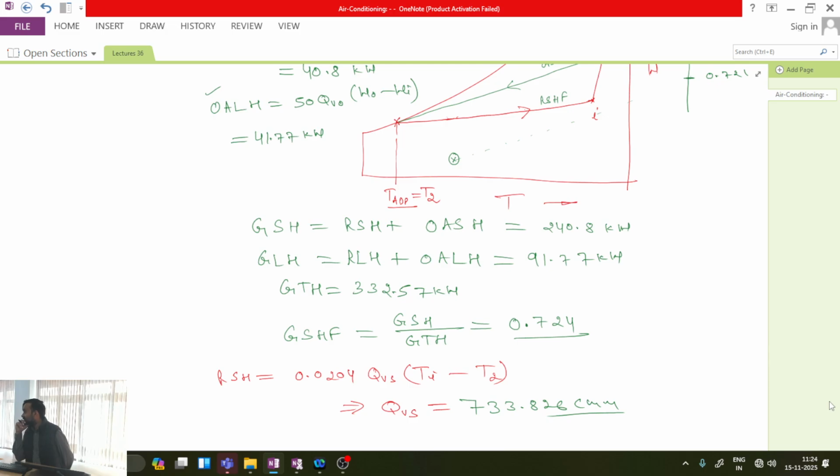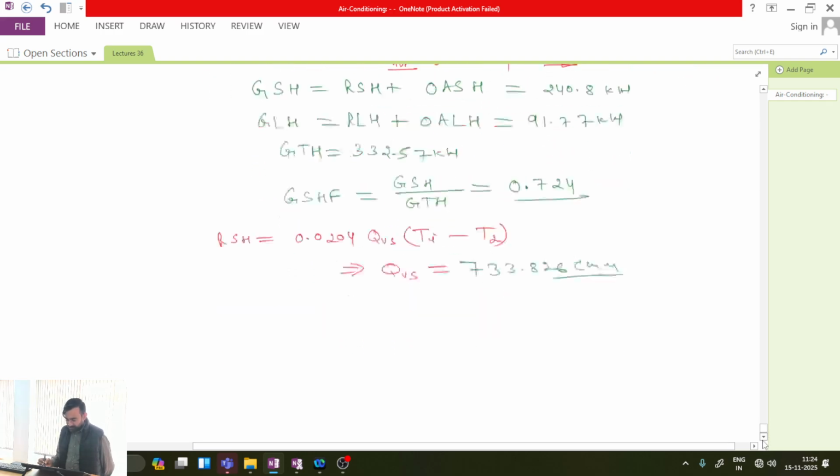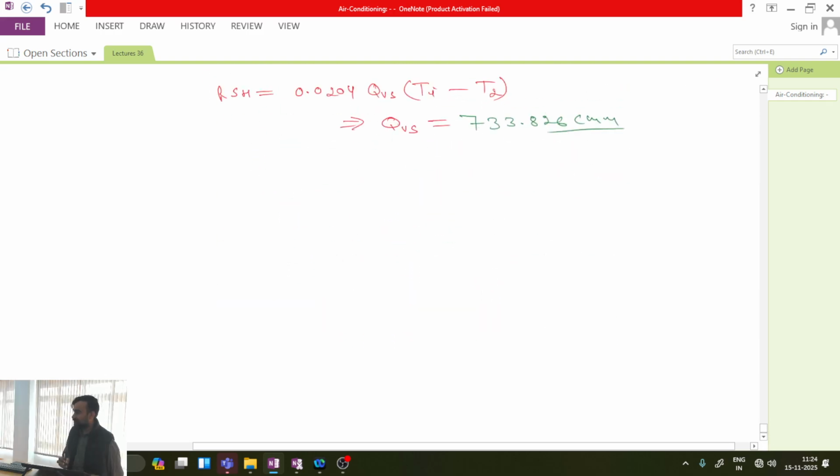QVS is there, na? M dot S. If you have to calculate, how to calculate? Please tell me. If I have to calculate M dot S, M dot S must be equal to QVS upon specific volume of S. How to calculate specific volume of S? How to calculate from ideal gas equation? In the last lecture I have given you full derivation.